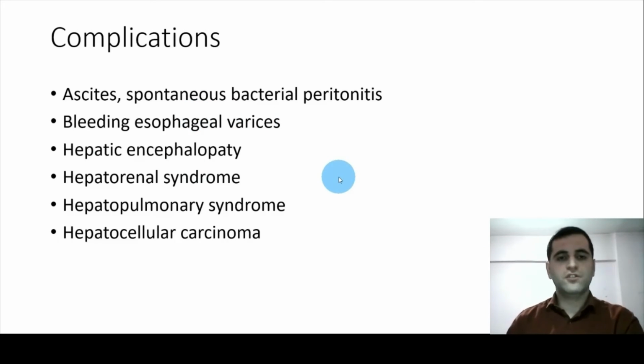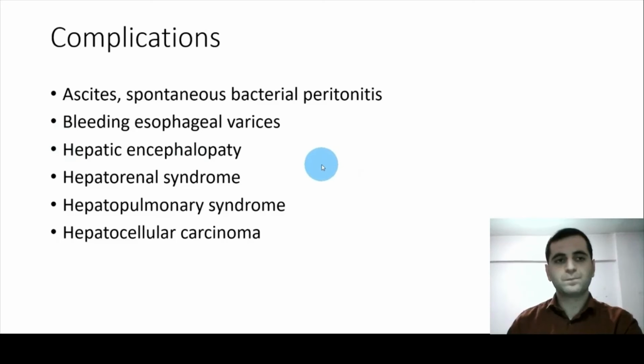Bleeding esophageal varices is the main cause of death in cirrhosis. I have already said the mechanism by which esophageal varices develop, and bleeding is generally caused by the fact that patients with cirrhosis have coagulation defects and also thrombocytopenia, and it makes it easier for esophageal varices to bleed.